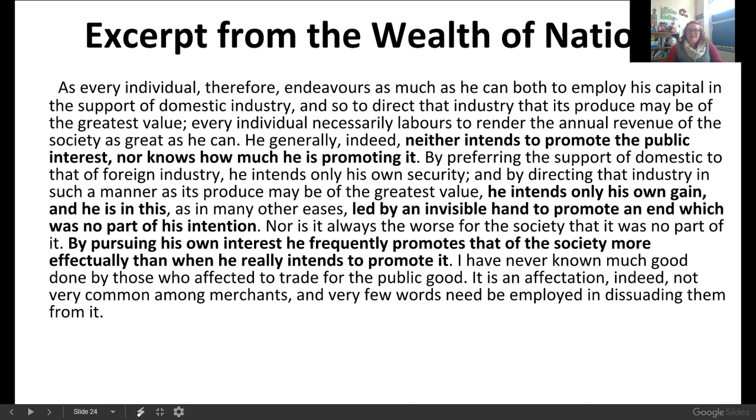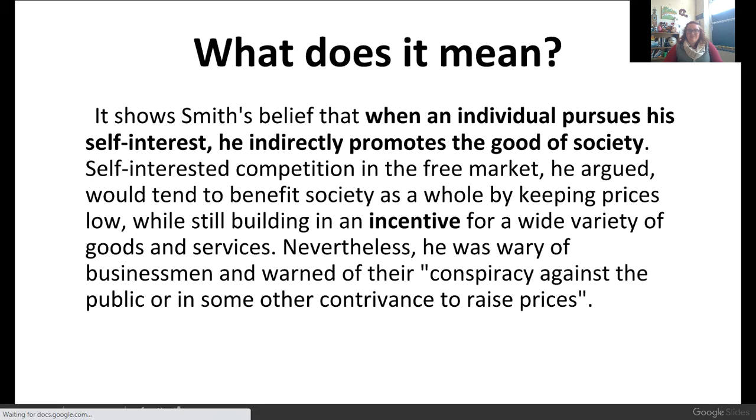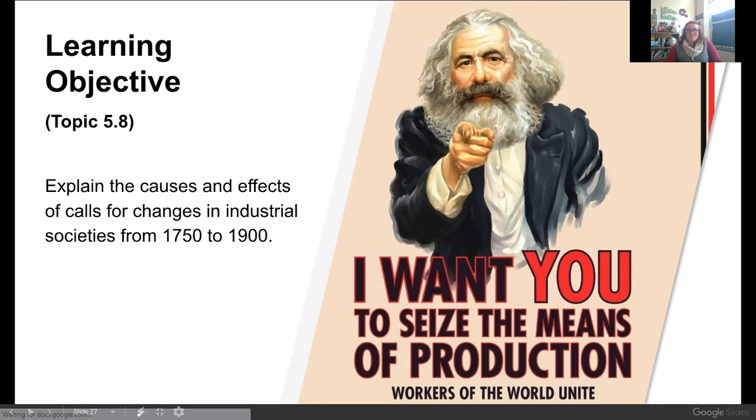I am not going to read this excerpt of Wealth of Nations, but we will talk about this excerpt in class. So that's a lot, right? We focus solely on Adam Smith because Adam Smith is what changes this part of the world.